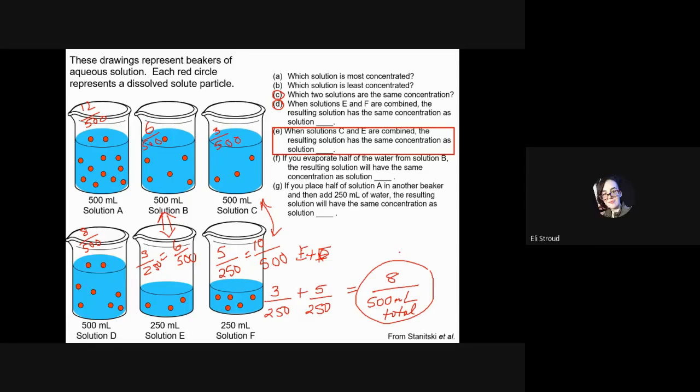There's 16 out of 1,000, or it's 8 over 500. Do we have one over here that's 8 over 500? If I mix these two together, I'm going to end up with a total of 8 red things and a total of 500 mils. That's the same as which of those other solutions, A, B, C, or D?